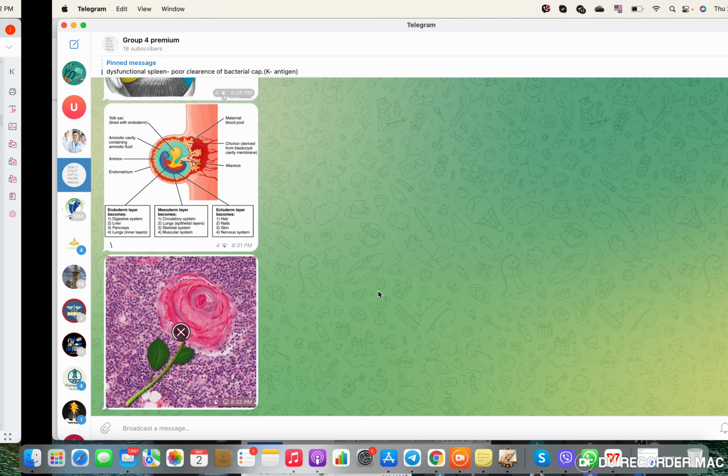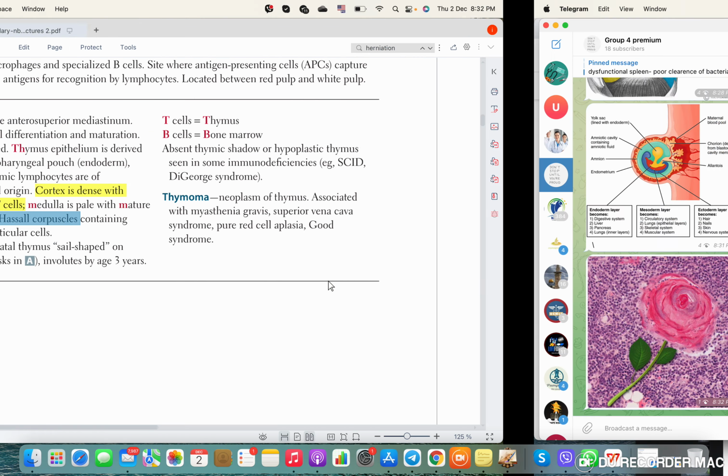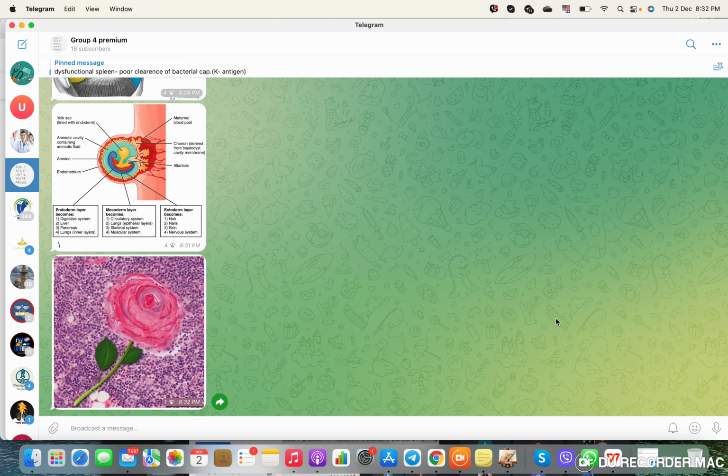Here you go. So that's the Hassall corpuscle. It has reticular cells. So what are these reticular cells? We'll speak about their function when we reach them. But for now, know that this structure exists in your thymus. Okay? So next we have the following.